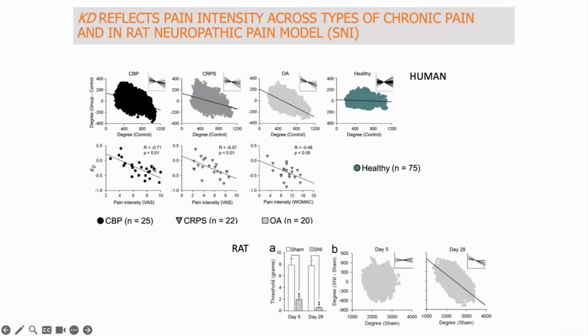The amount of this information decrement, in fact, across each subject, each one of the dots here are individual subjects, are nicely proportional to the amount of pain these subjects have, independent whether they're chronic back pain patients, CRPS patients, or osteoarthritis. Across all three groups, we can see that the distortion of the information sharing is proportional to the pain.